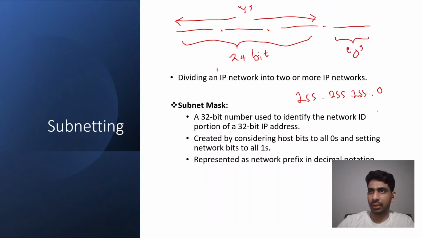We can write it in decimal, but for an easier way we use the prefix. So if we take this IP address as an example, let's take it as 192.168.1.0, and the subnet mask is according to that, 24 bits. So we write the number of bits of that IP address which is used to denote the network ID. This is how we write it, as the prefix of that network IP address.